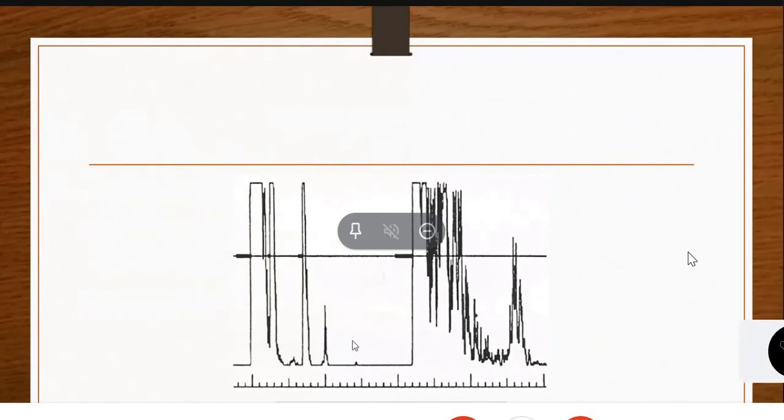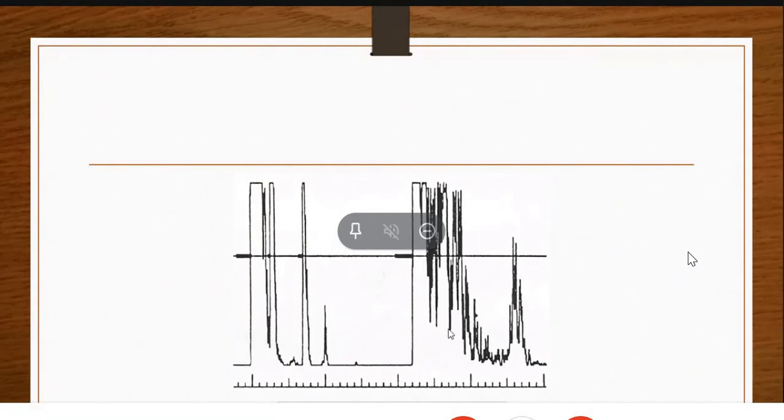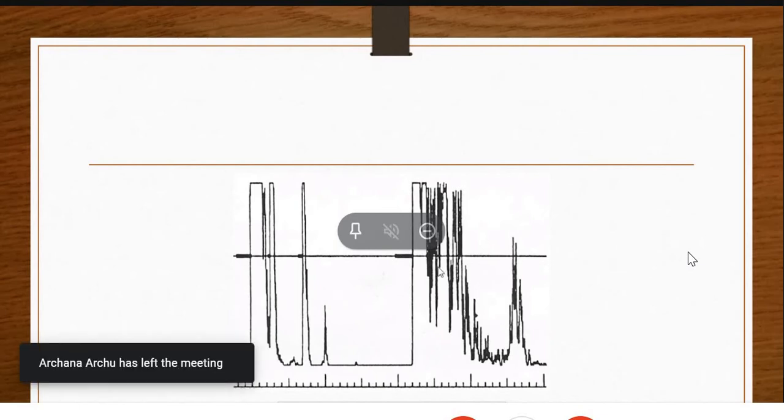Then this broad space is for the vitreous. Then comes the retinal spike. Up to here it will be the retinal spikes. After that, these are the spikes of the orbital tissues. So the main thing you want to look at here is this retinal spike.